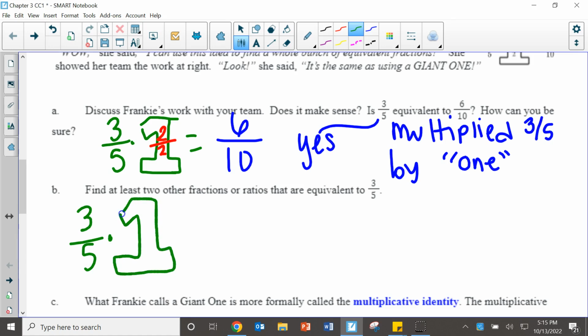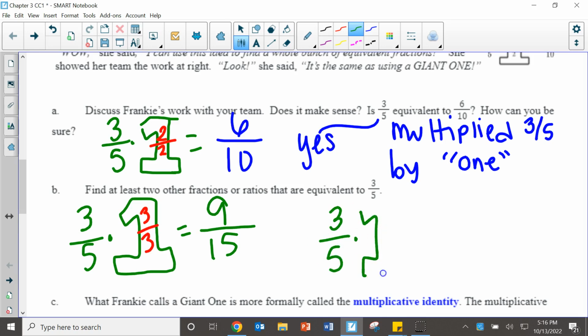So here's my giant 1. And we'll just use 3 over 3. Okay, 3 times 3 is 9. 5 times 3 is 15. That's an equivalent fraction. Another one would be, well, let's just keep this pattern going. We'll just use 4 over 4. You could have used any number, as long as you use the same number on top and bottom. So 3 times 4 is 12. 5 times 4 is 20. Okay, so that's 2 other fractions.